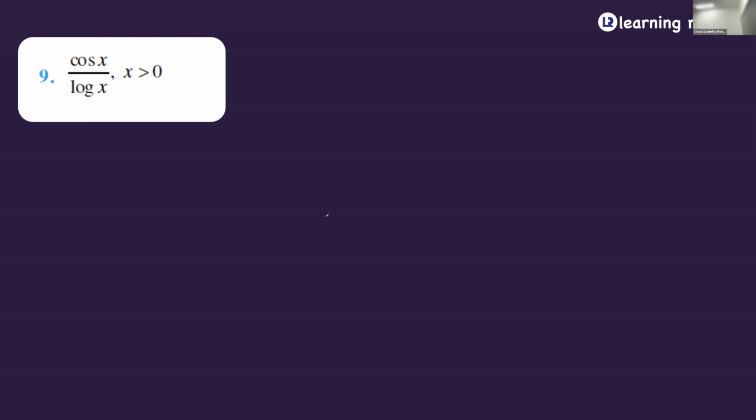Log square x. There is nothing like log square x. It is log x the whole square. See, log x the whole square is not equal to log square x. It is not like trigonometry. Okay, don't write it like that. There is nothing like log square x.